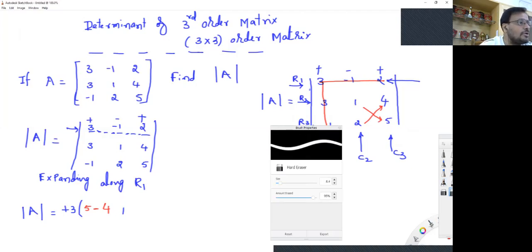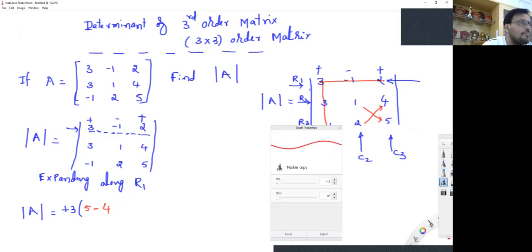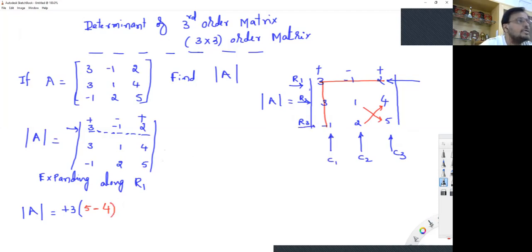But my dear students, what are we doing here? We are expanding along R1. That means I have decided to work on R1, row 1. Like this, you can work on any row or any column, the value remains the same. So therefore, plus 3 I have taken now. Once again, now I'll show you how it will be.